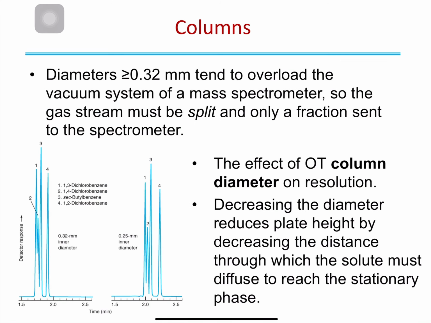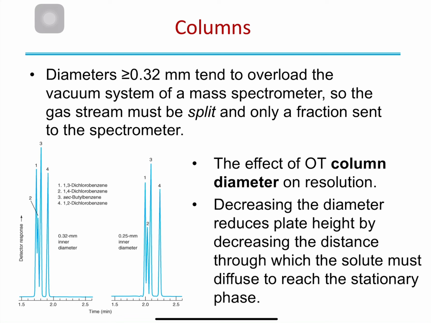Normally, if we have a large diameter of our column, the column must be very small. So the diameter, if it exceeds 0.32 millimeter, will tend to overload the vacuum system of the mass spectrometer. Most gas chromatography systems are attached to a mass spectrometer.